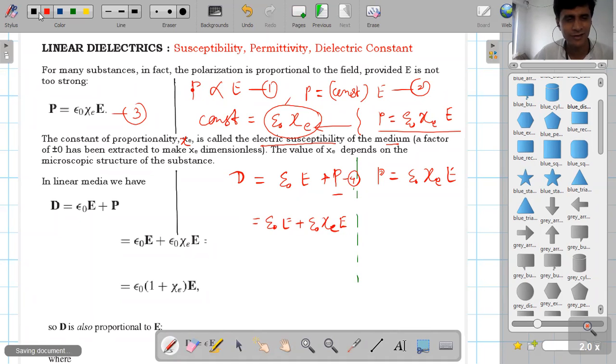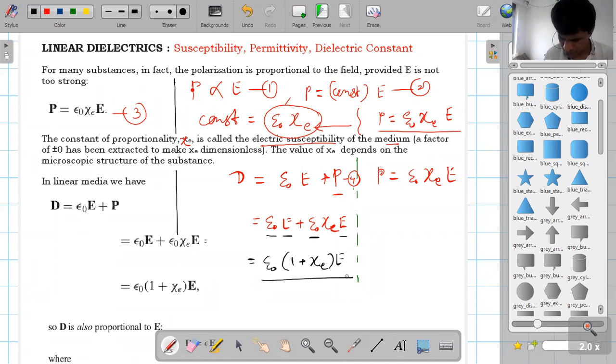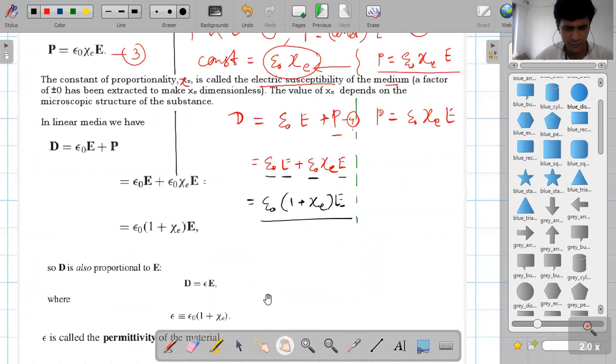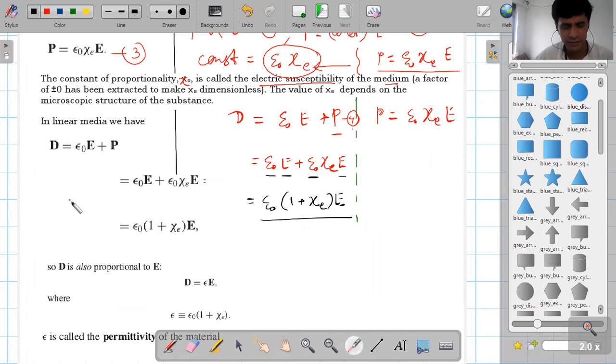Very good. Now we can take epsilon 0 common, as well as E common from this term. Therefore, we can write epsilon 0 times (1 plus chi E) times E. Is it correct? So we can say that D, the electric displacement vector, is proportional to E. Hence D is also proportional to P.